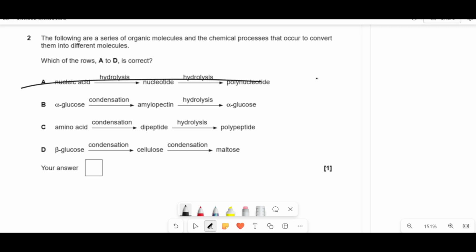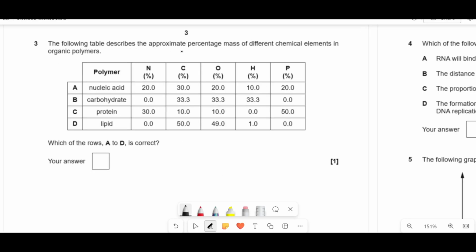Next, let's look at the next one. Alpha glucose by condensation reaction makes amylopectin. So far so good. Which, if you hydrolyze, goes back down to alpha glucose. That's correct. B: amino acid condensation can do that, but if you hydrolyze it, it's not going to do that, because hydrolysis is breaking down. Beta glucose by condensation does make cellulose. Then condensation again does not make maltose, because maltose is a disaccharide made of alpha glucose, so you're out there.